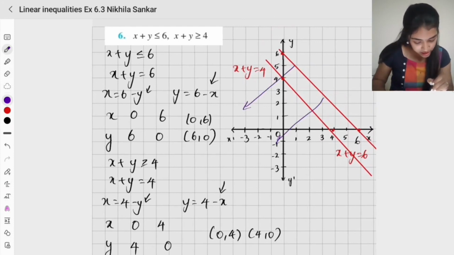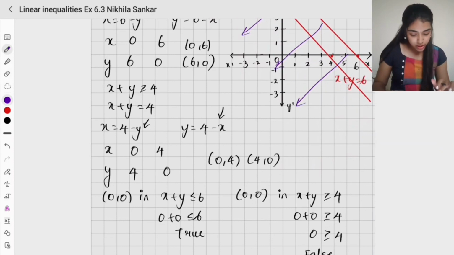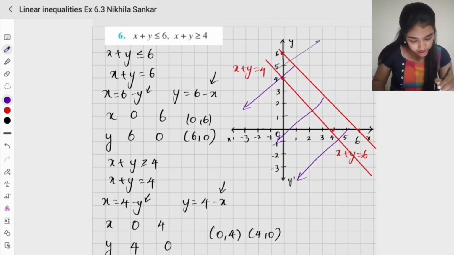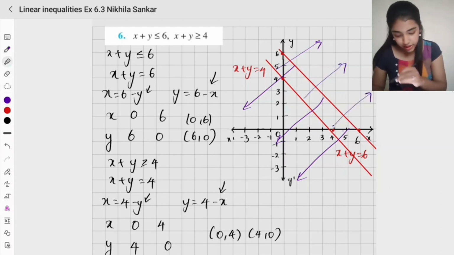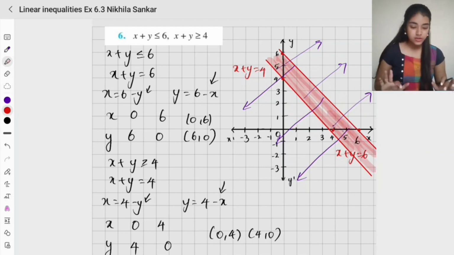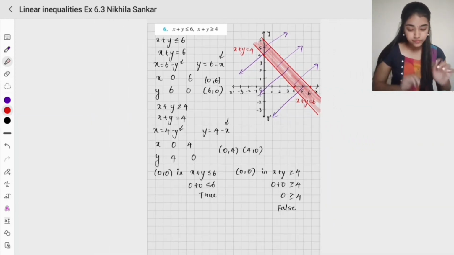So for this line, 0, 0 is included. For x plus y greater than or equal to 4, 0, 0 is not included, so that line is going to go to the other side. So what is the common area? Which region should you shade? That region is the solution. Please shade the correct region in your exam. So this is your answer. Please copy.